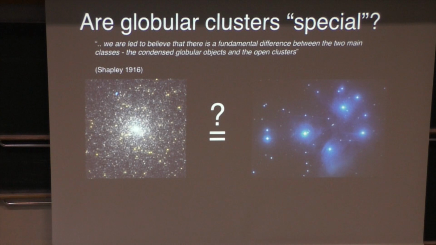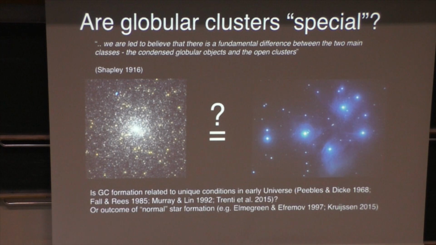Now, I don't want to argue too much about how we define objects or how we classify them. More interesting is perhaps whether there's something physically special about the way that globular clusters formed, as opposed to how star formation takes place today. So you could imagine that since they're so old, their formation might have something to do with unique conditions that were present only in the early universe.